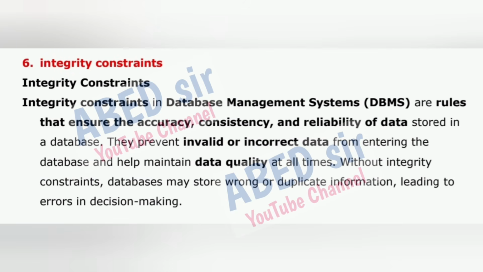Integrity constraints. Integrity constraints in database management systems, DBMS, are rules that ensure the accuracy, consistency, and reliability of data stored in a database. They prevent invalid or incorrect data from entering the database and help maintain data quality at all times. Without integrity constraints, databases may store wrong or duplicate information, leading to errors in decision-making.